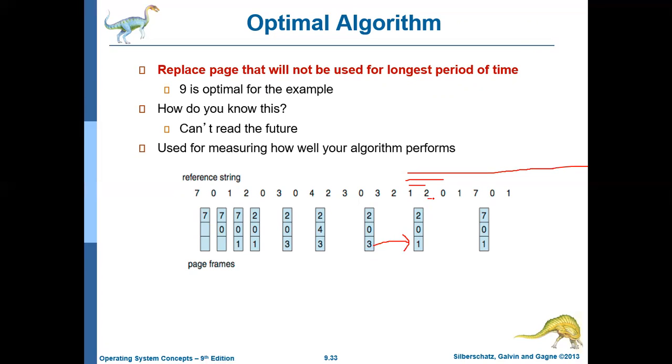Next is 2, no page fault. Next is 0, no page fault. Next is 1, no page fault. Next is 7. So 7 creates a page fault. So 7 should replace either 2, 0 or 1.